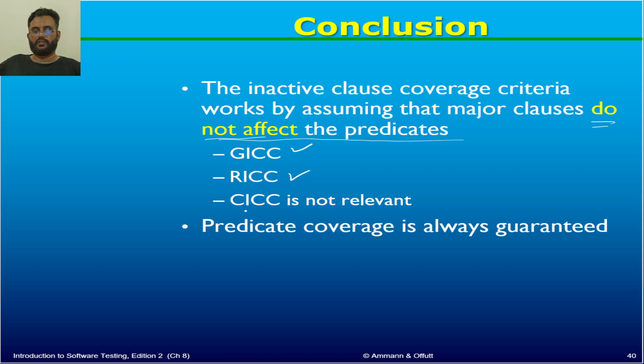Since the major clause value is not affecting the value of the predicate, the notion of correlation is not relevant here, and correlated inactive clause coverage is therefore not possible in the case of inactive clause coverage criteria. And the last point was that predicate coverage is always guaranteed, because we are considering when the predicate is true and when the predicate is false. Therefore, when we achieve either general inactive clause coverage or restricted inactive clause coverage, we also achieve predicate coverage. That is all for today's video.